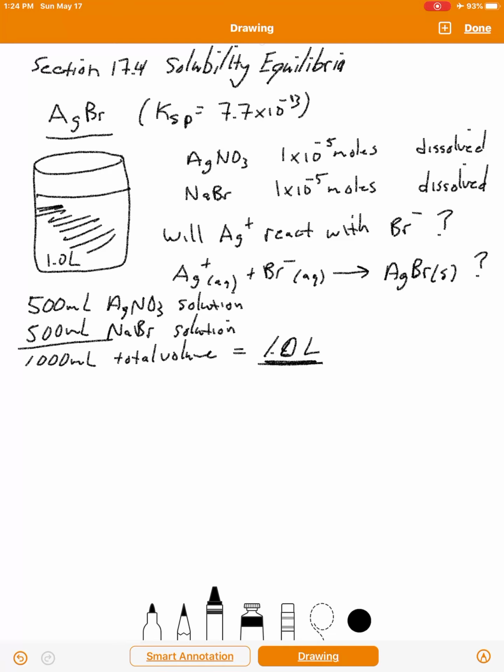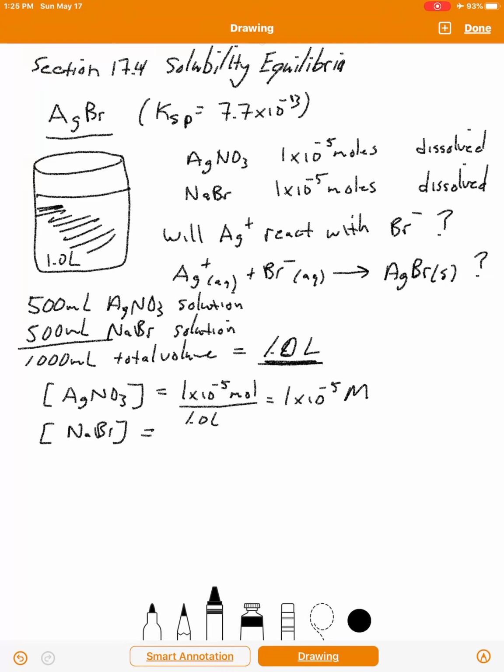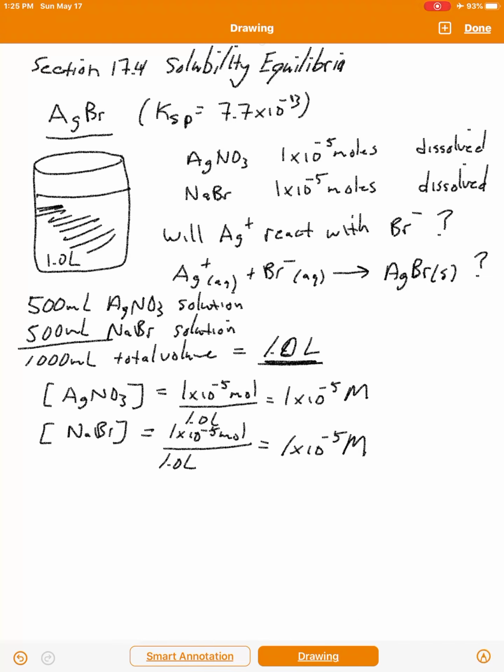Now, the reason I picked those numbers is because that makes the calculation a lot simpler. Because now I can say the concentration of silver nitrate that we're dissolving into the water is 1 times 10 to the minus 5 moles divided by 1 liter. So that would be 1 times 10 to the minus 5 moles per liter. And the same is true for the sodium bromide. When we dissolve that, it's 1 times 10 to the minus 5 moles over a liter. And so that would be 1 times 10 to the minus 5 molar. Okay? So there are our concentrations that we're dissolving.